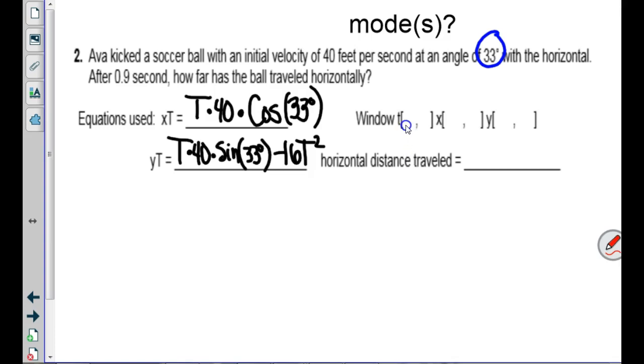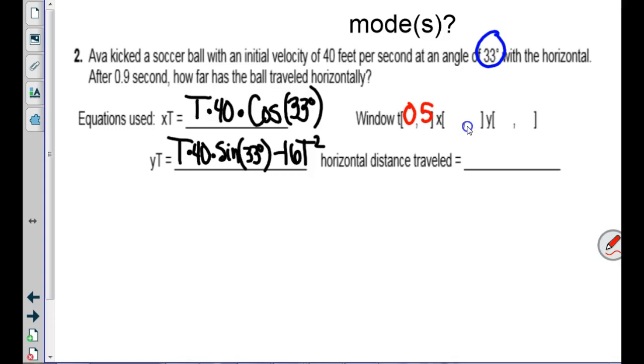Do we need 0 to 100? Or negative 5 to 5? No, we can't have negative time. And I don't know, I'm going to put 5 seconds. I'm sure that's enough. Okay, x is what? What is x representing here?